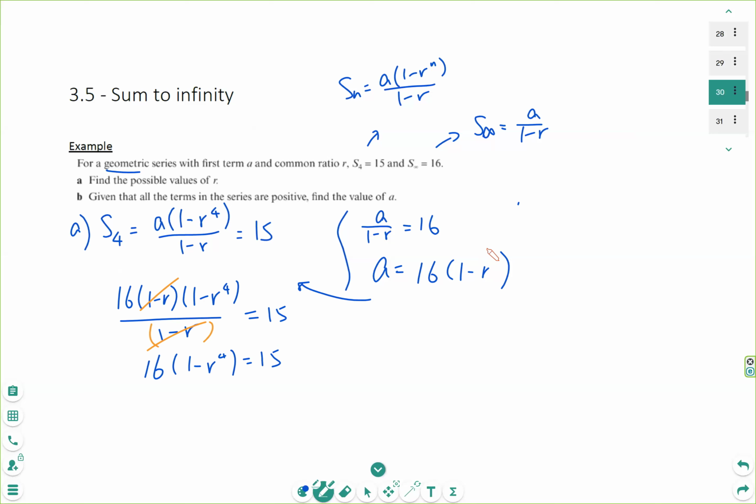So make R the subject. So 1 minus R to the power 4 equals 15 over 16. Bring the R to the power 4 to the left hand side. Take away, the right hand side is 1 over 16. So R equals the 4th root of 1 over 16.